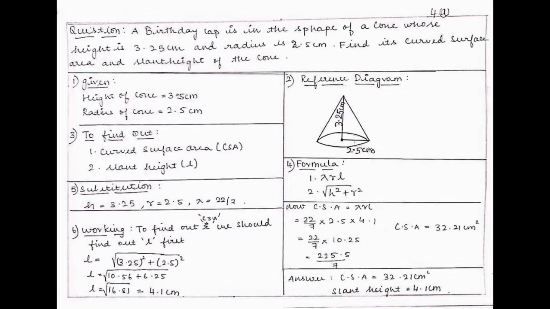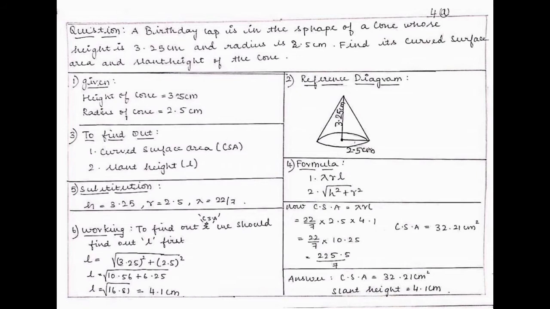Fourth, we should write what formula we are going to use in this sum. To find CSA we use the formula pi RL, and to find slant height we use the formula whole root of h square plus r square. Now let's work one by one. To find out CSA, we should find L first. We know the value of pi is equal to 22 by 7, r is equal to 2.5, and h is equal to 3.25. We want to find the value of L first. So L is equal to whole root of h square plus r square.